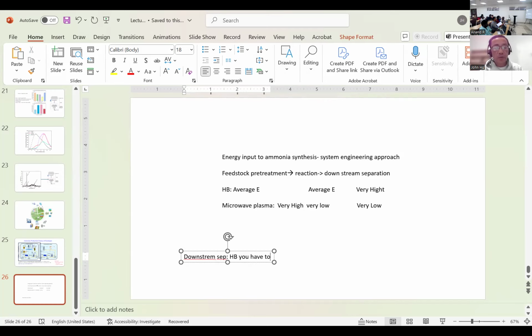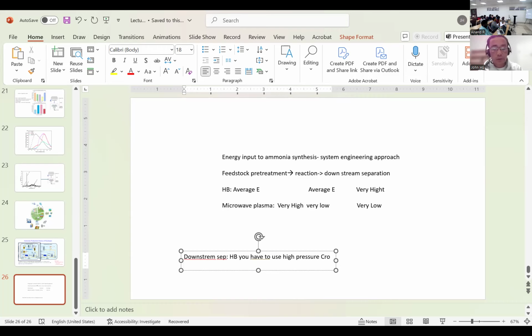You have to use high pressure cryogenic. You agreed, all right? That's your only option. Do you understand what I'm saying? For downstream separation in the Haber-Bosch process, you have to use a high pressure cryogenic.